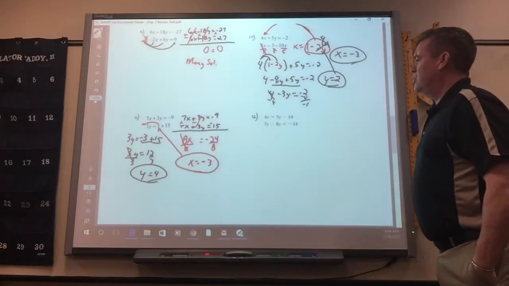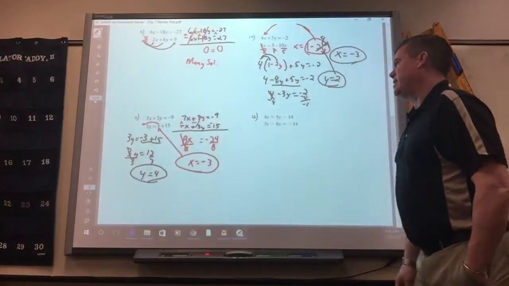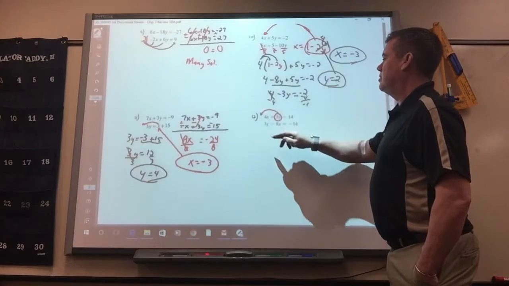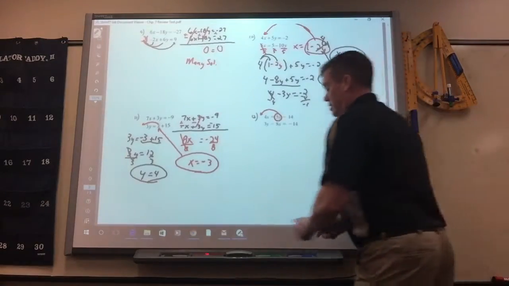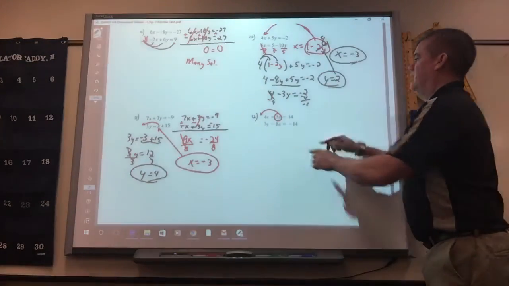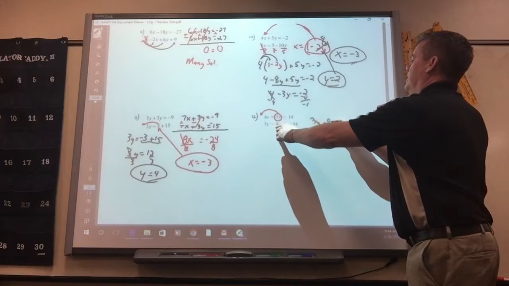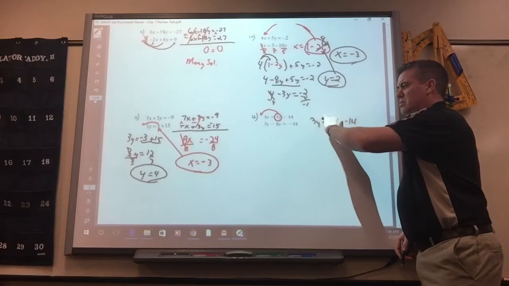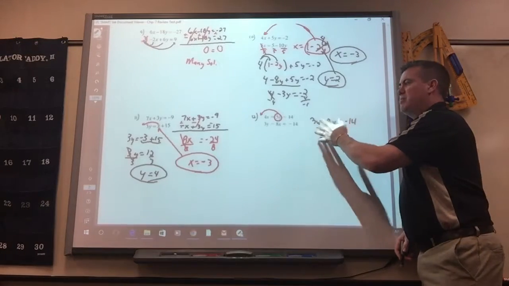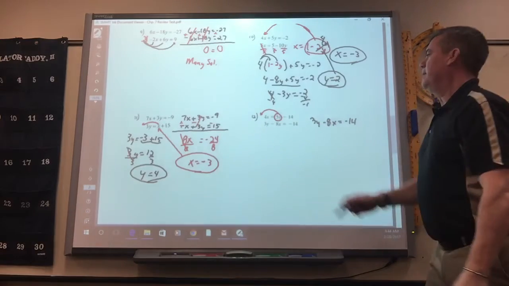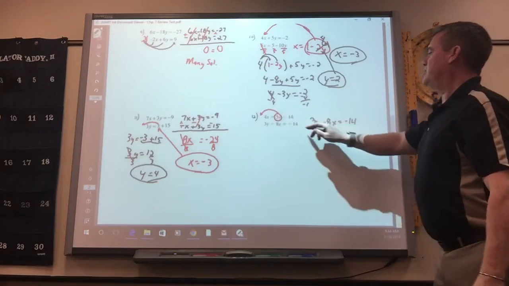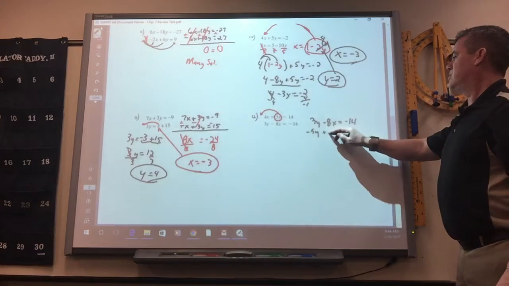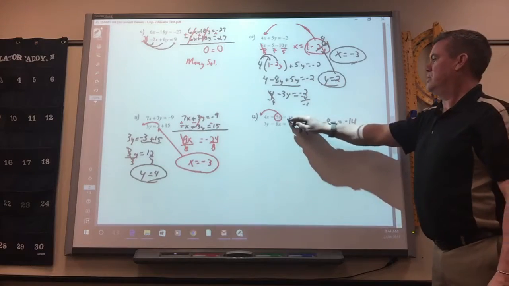Okay, this one too, the bottom, they have the y before the x, which is fine. The quickest thing to do would just be to move this over. So this one is going to stay the way it is: 3y minus 8x equals negative 14. You could flip those if you wanted to, put the x first and the y, but it doesn't matter as long as you write the other one the same way. So when I move this over, it changes to negative 5y, so I'll line it up there, plus 4x equals negative 14.